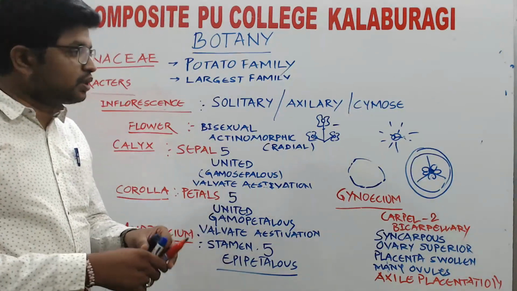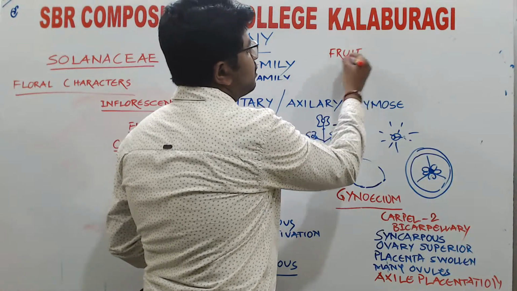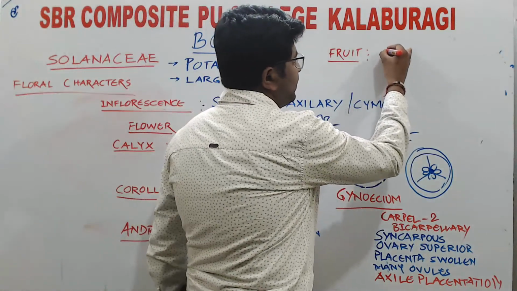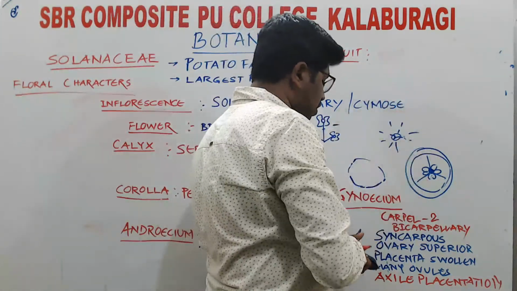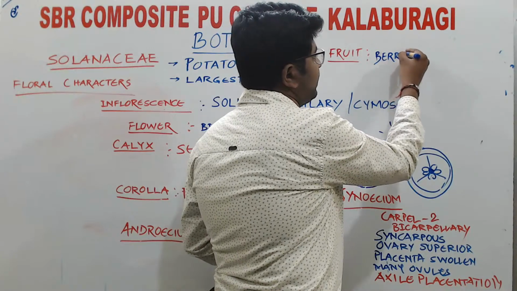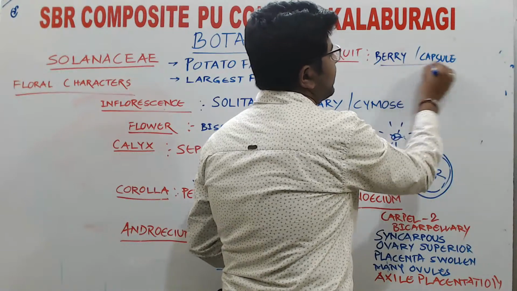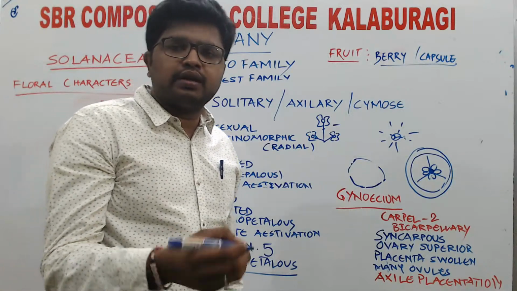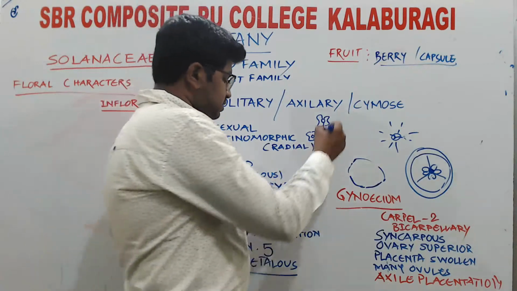Now, following this, the next important thing is fruit. What kind of fruit is seen with respect to the members of the Solanaceae family? You will see berry or capsule. They are the kinds of fruits. A berry or capsule is nothing but what? After fertilization, the ovary matures into the fruit. Next, seed.